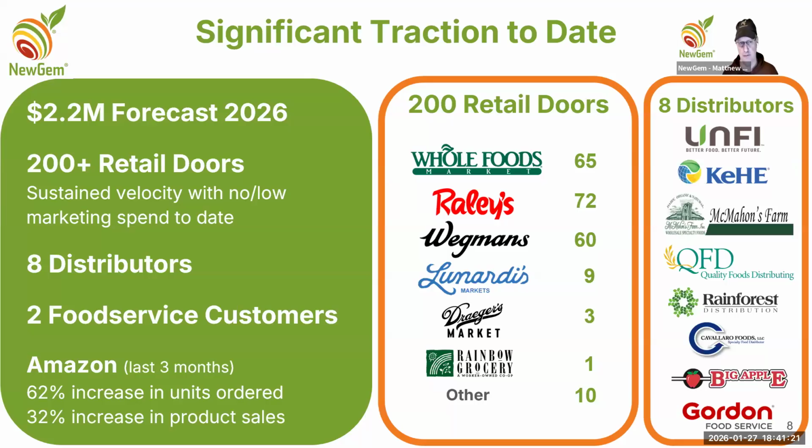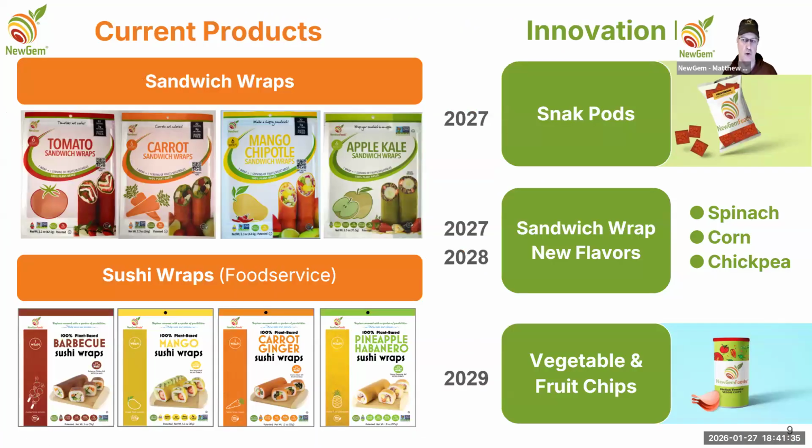We do have traction. We're in 8 distributors. We're in some retailers. So we're in Raley's, we're in Wegmans, we're in 2 Whole Foods regions. And we're talking to a lot of other customers to get into other stores.